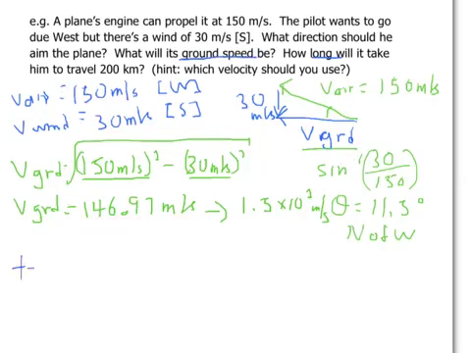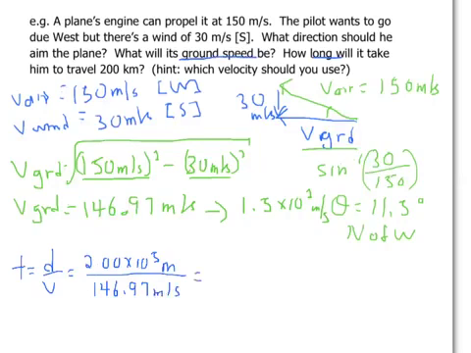Time equals distance divided by velocity. Distance is 200 kilometers, or 2.00 times 10 to the 5 meters, divided by our ground velocity of 146.97 meters per second. Remember to keep all the significant digits in your intermediate calculations. And the answer here is 1360.8 seconds, or 1.4 times 10 to the 3 seconds.